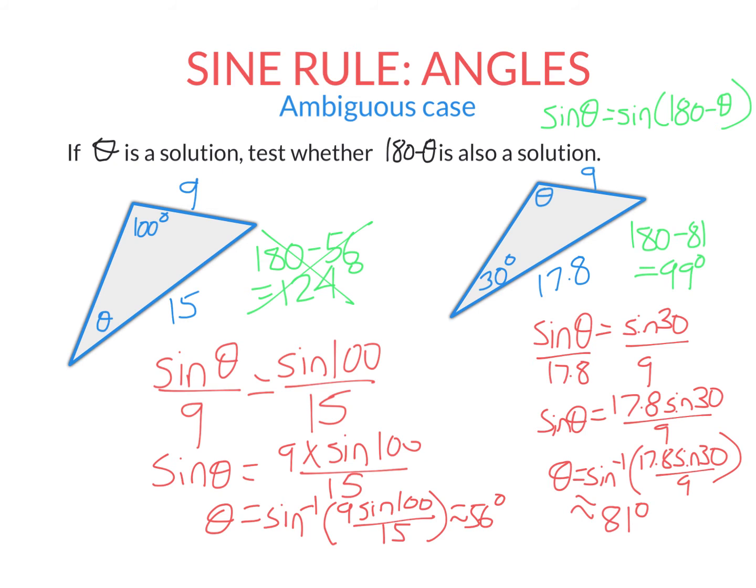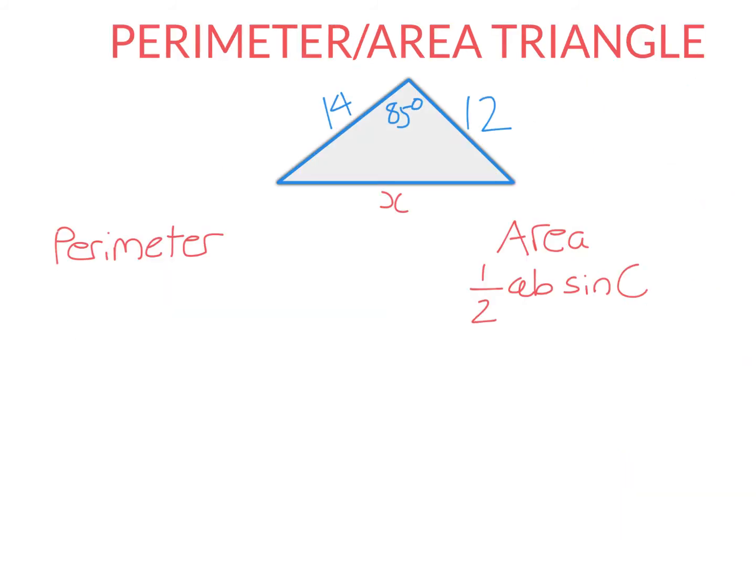All right, let's now move on to perimeter and area. So you already know how to find the perimeter of a triangle. You just add up all the sides. If I want to find the perimeter of this triangle here, I need to find x. So I have two sides and the angle in between, so x can be found using the cosine rule. Using the cosine rule, we have c squared equals a squared plus b squared minus 2ab cos C. It's like c squared equals a squared plus b squared, like Pythagoras, minus a little bit.